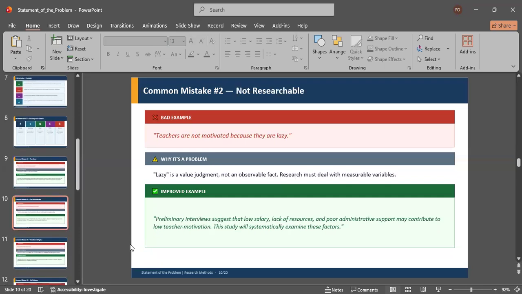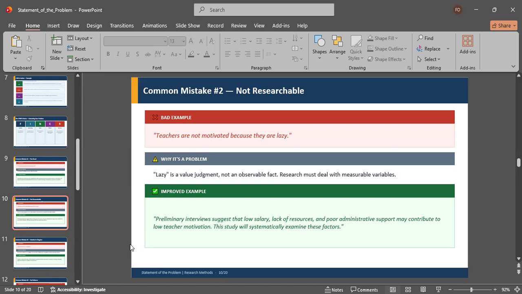Not researchable. Yes, there are some things that are not researchable. Let's take this example: teachers are not motivated because they are lazy. Why this one is not researchable is because there's no way to measure laziness. Laziness is a value judgment, not an observable fact. Research must deal with measurable variables. How can you measure if somebody is lazy? Let's just think about it. There's no way to measure it. So that is not researchable, and putting that kind of statement inside your statement of the problem is a mistake. So let's look at the improved example.